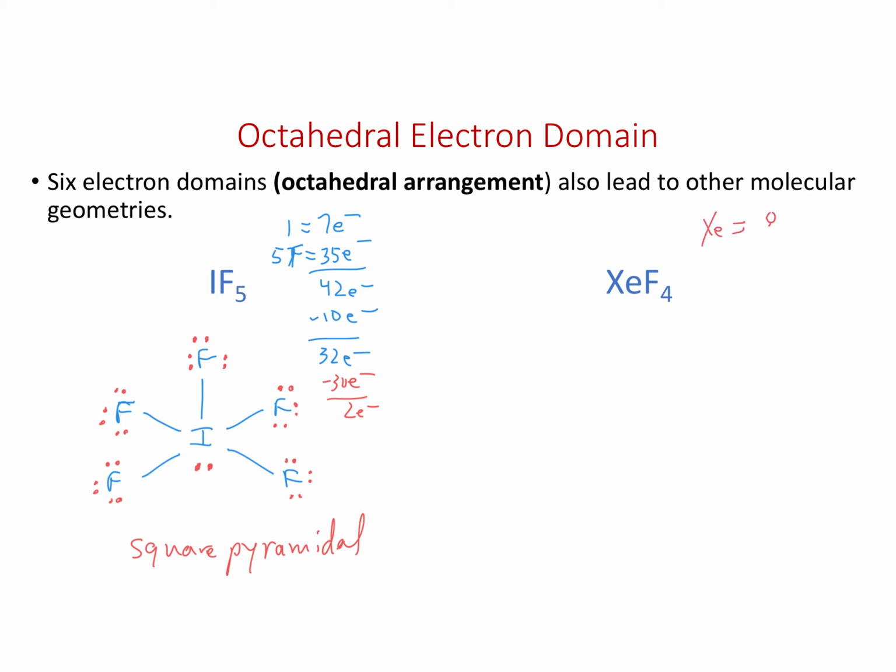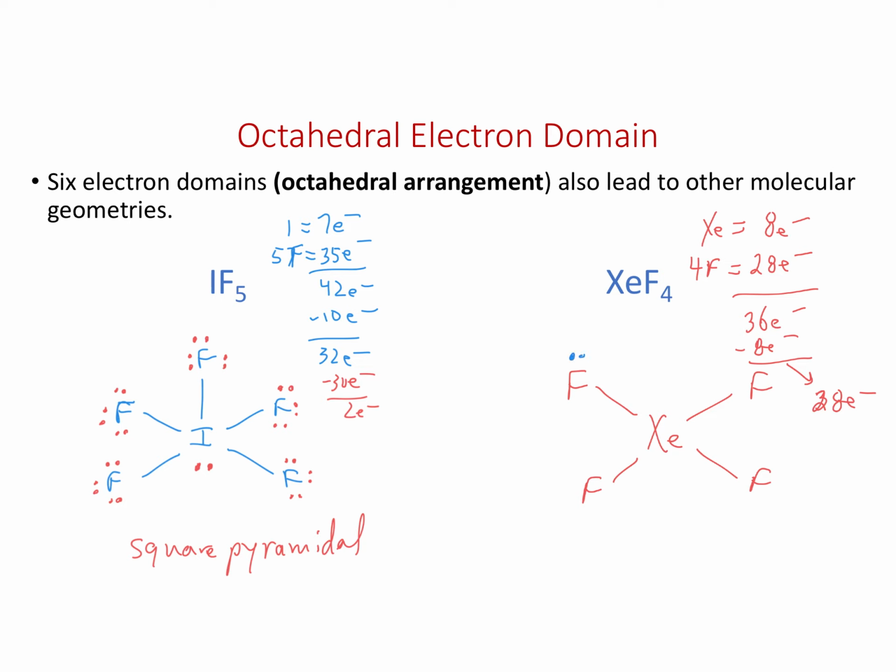Xenon is a noble gas, so it's going to come with 8 valence electrons. I have 4 fluorines at 7 electrons each, so 7 times 4 would be 28 electrons there. So 36 electrons to assign, xenon in the middle, 4 fluorines, 1, 2, 3, 4, and that assigned 8 electrons. So that leaves me with 28 electrons to assign.